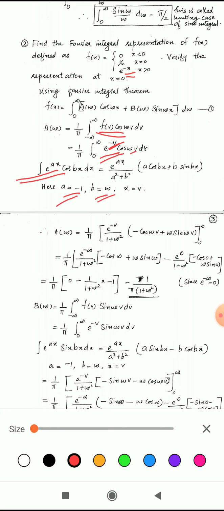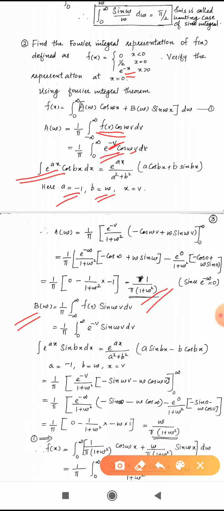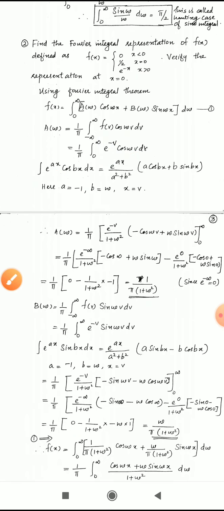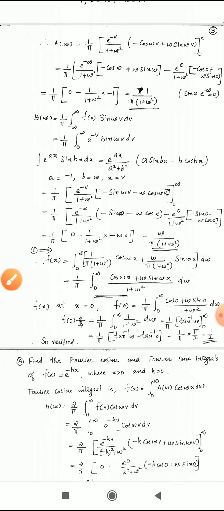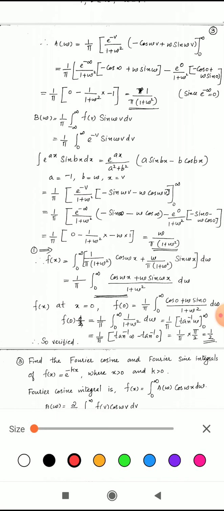So substituting all these values and the limits, we get the value of a(omega) as 1/pi into 1 plus omega square. Next, b(omega): in a similar way, we can find b(omega) also. Substituting a(omega) and b(omega), we get f(x) equal to this.